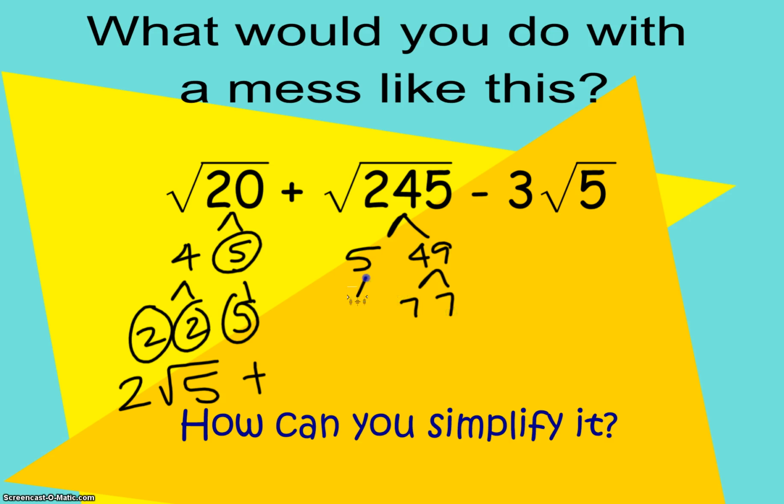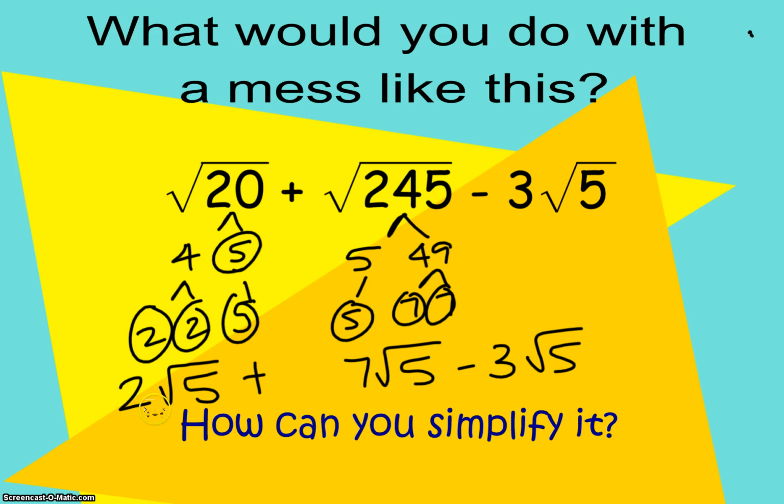49 can be broken down to 7 and 7, and there's your primes. So this simplified radical would be 7 square root of 5 minus 3 square root of 5. So I have 2 square root of 5 plus 7 square root of 5 minus 3 square root of 5. How can we simplify it? They have the same radicals, so I can combine. 2 plus 7 is 9, square root of 5, minus 3 would be 6 square root of 5. And of course you can check it on the calculator. You could enter this, get the decimal, and then enter all that and get the same decimal.